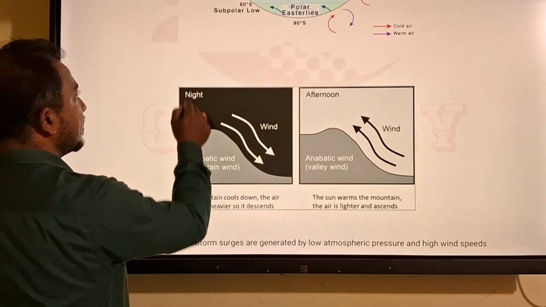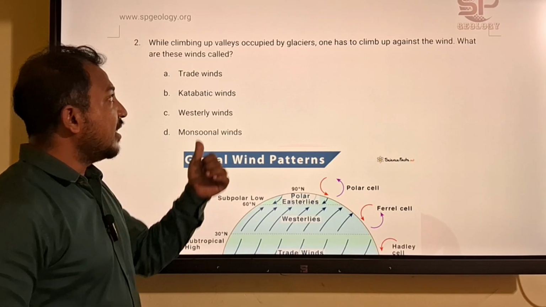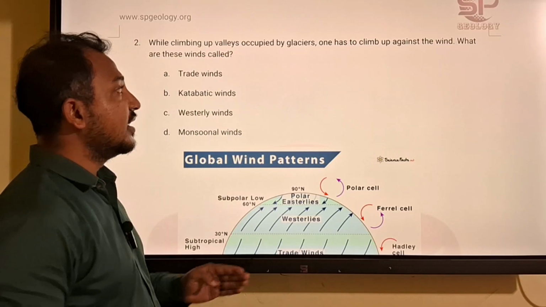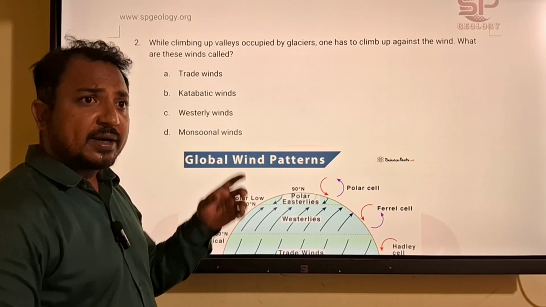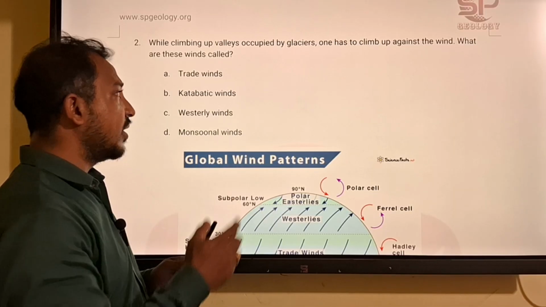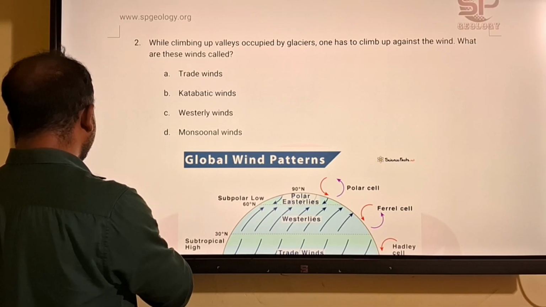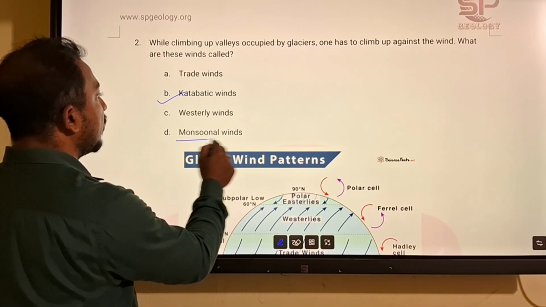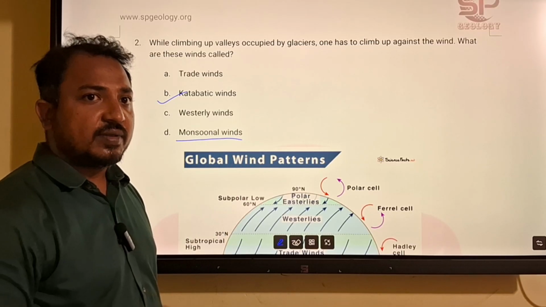So now comes the question: when climbing a valley occupied by a glacier, if the upper part is glacier, then the upper part is colder, so the lower part will be warmer. So the wind will move upward. So that will be considered as your katabatic wind. Then this monsoonal wind, it is a seasonal wind that occurs in the Indian Ocean.